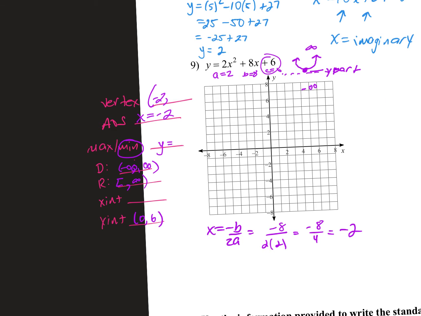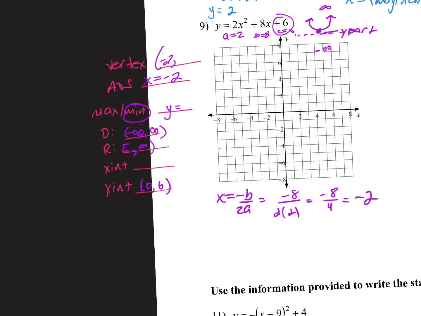Now the next thing we're going to do is find all the y stuff. The y part of the vertex. The maximum or minimum point. The boundary for our range. How do we do that? We take our original equation and do what? Plug in negative 2. Good.